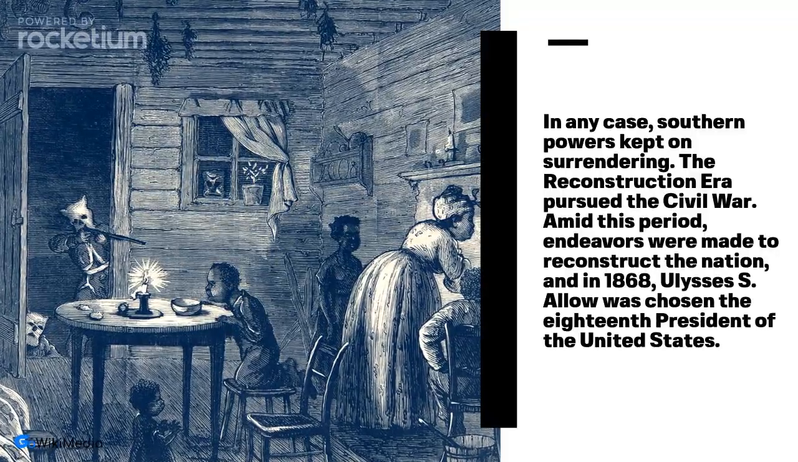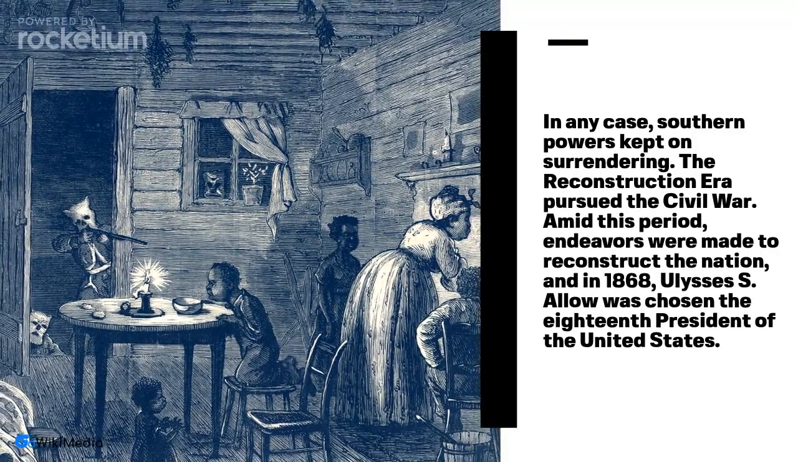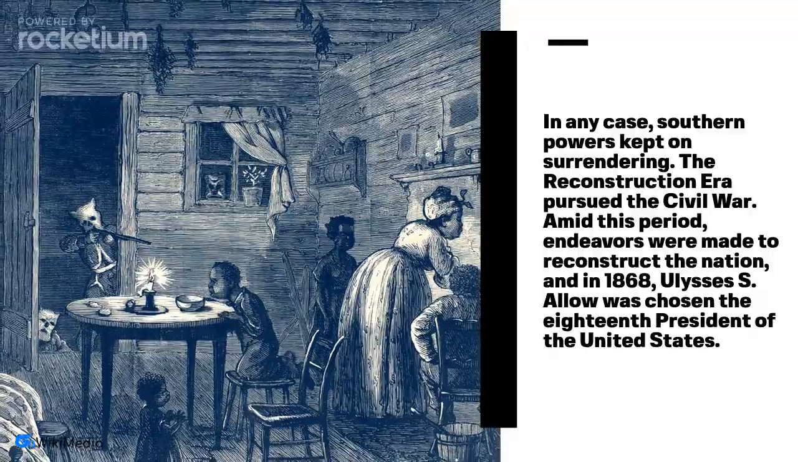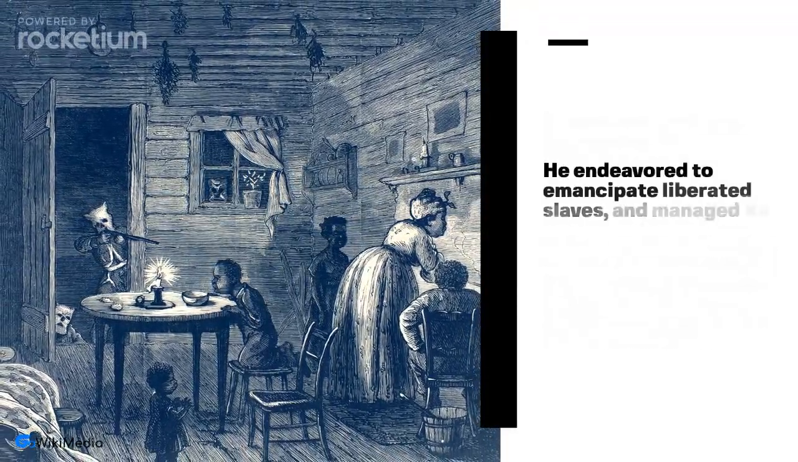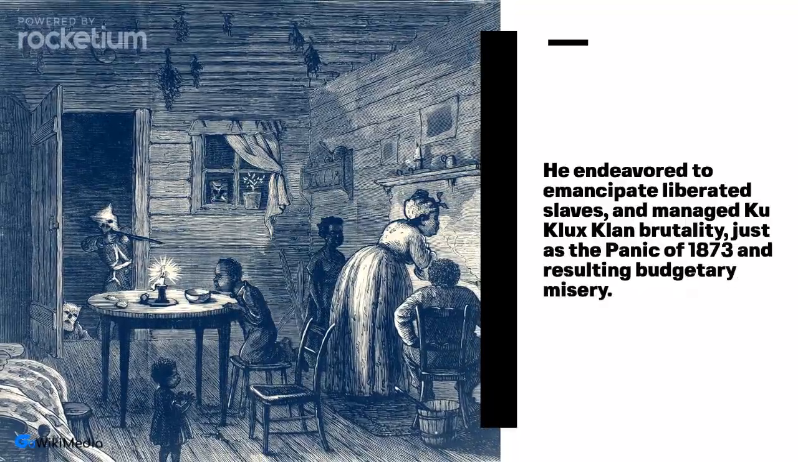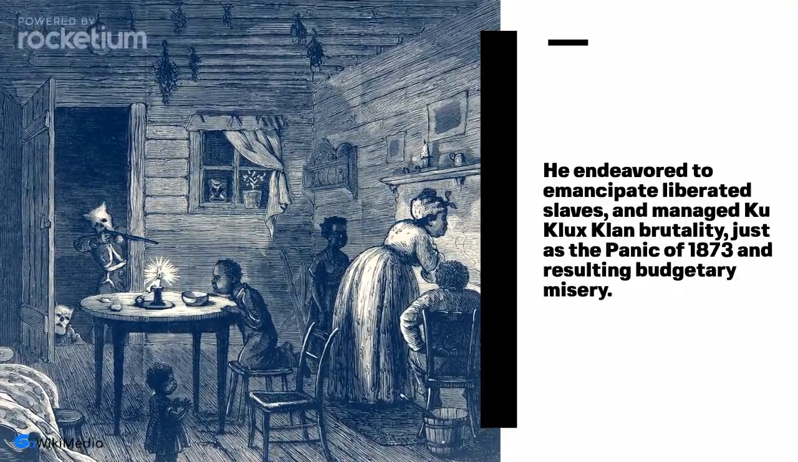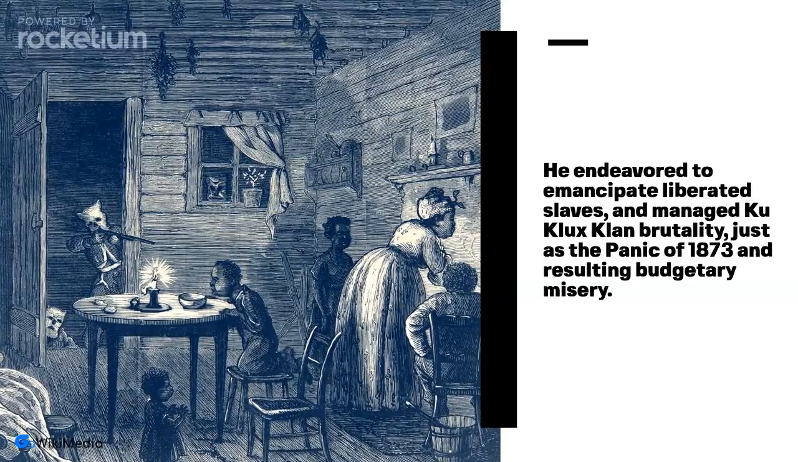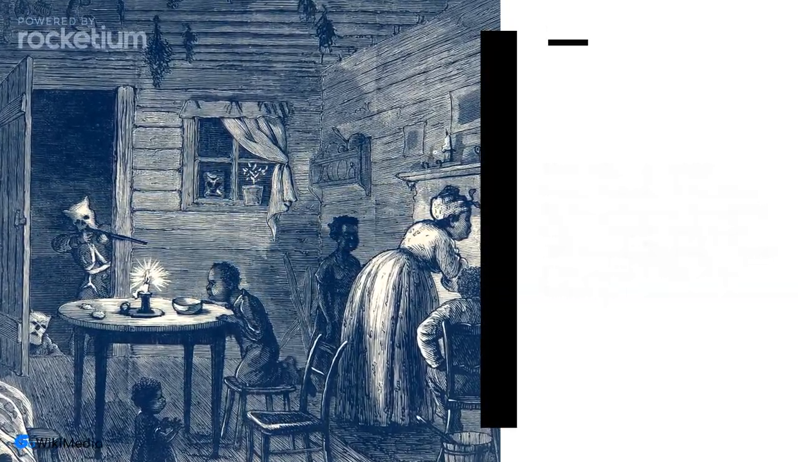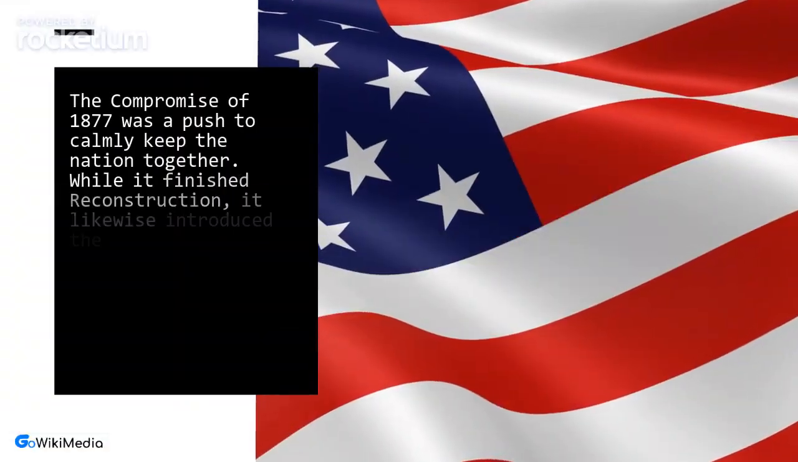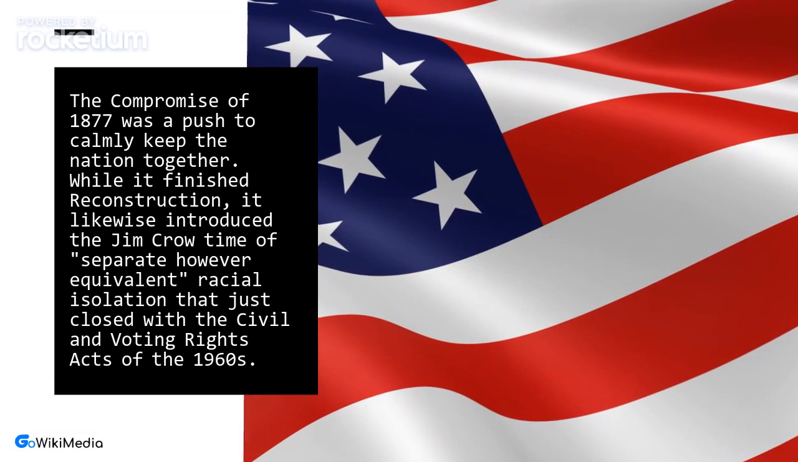Amid this period, endeavors were made to reconstruct the nation, and in 1868, Ulysses S. Grant was chosen the 18th President of the United States. He endeavored to emancipate liberated slaves, and managed Ku Klux Klan brutality, just as the Panic of 1873 and resulting budgetary misery. The Compromise of 1877 was a push to calmly keep the nation together.